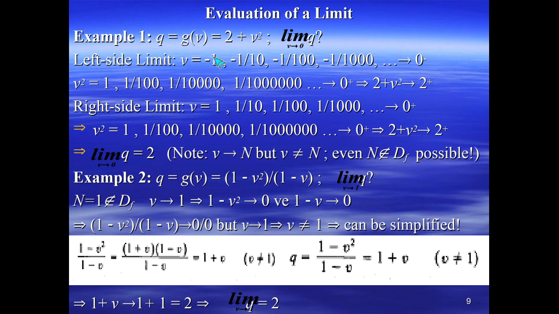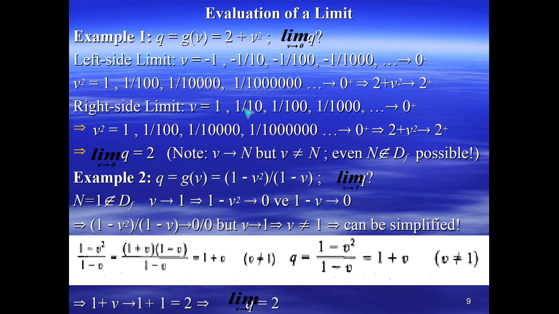So for the left side limit of q when v goes to 0 minus, v square goes to 0 from above. So 2 plus v square goes to 2 from above. It goes to 2 plus. You see? This is the way of saying it approaches 2 from above, from values greater than 2. Alright.